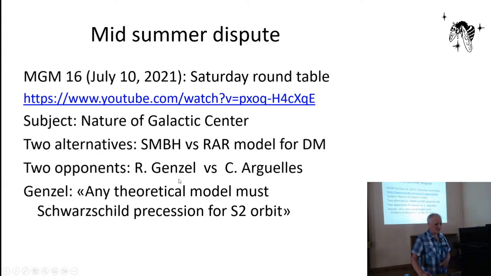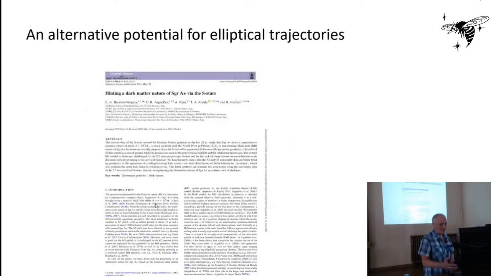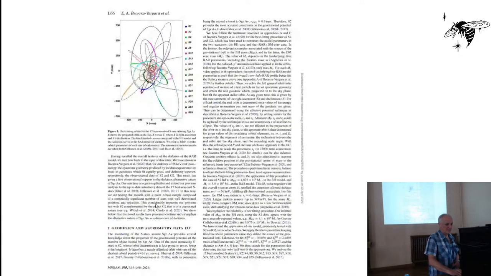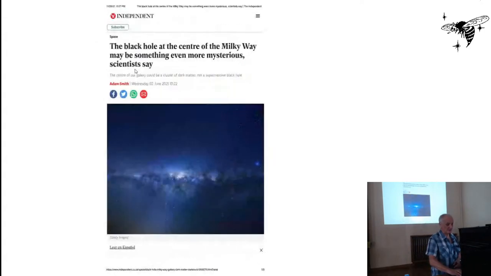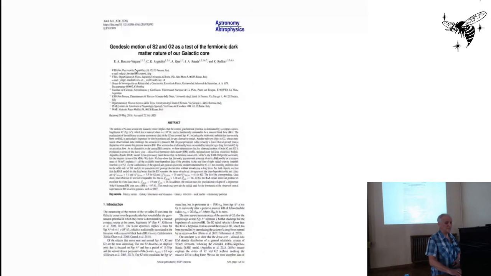And two opponents, Remo Ruffini organized this. Genzel said that any theoretical model must show the Schwarzschild precession for S2. The alternative model is an extended mass distribution, dark matter. And they also showed this picture. After that, there was very intensive support from the mass media for this alternative model for the galactic center with dark matter. It's a list of these models.